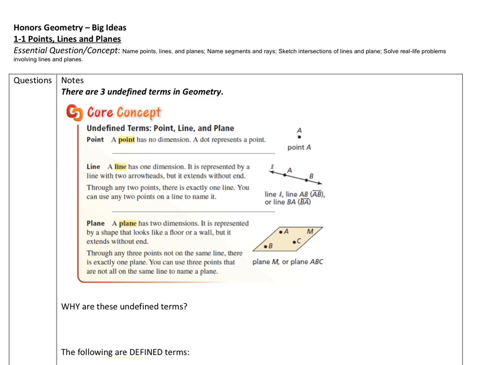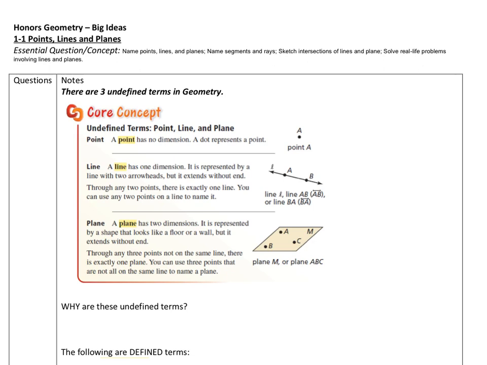This is 1-1 for Geometry and Big Ideas, and the lesson is on points, lines, and planes. So let's get into it, and the first thing is a point. First of all, a point has no dimension.